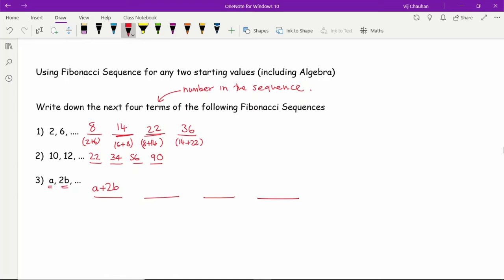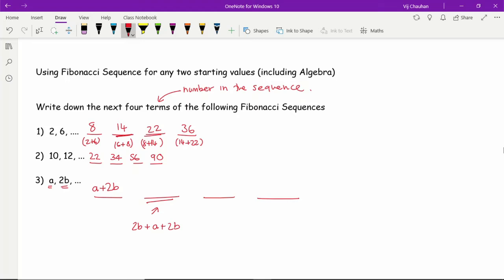Because A and B are different letters, I can't join them up to make one entity. They're just going to be two separate terms, and I can climb it from there. Now for the next term, I'm going to add the previous two terms. So I'm going to add 2B plus A plus 2B.